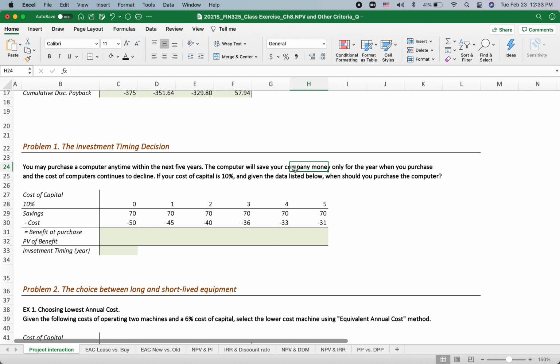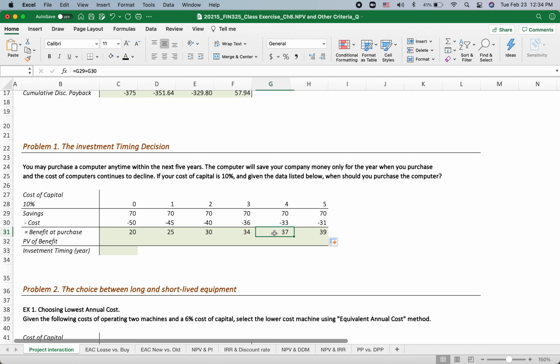So the company will save money only for that year. That's the point. So when should it be purchased? The savings is the cash in and the cost is the cash out. So we first need to calculate the benefit from this purchase by just adding the plus and minus. Then we have the benefit at purchase. Which one is the largest? Okay, 39 at year 5. So you may make a decision: we have to purchase the computer in year 5.